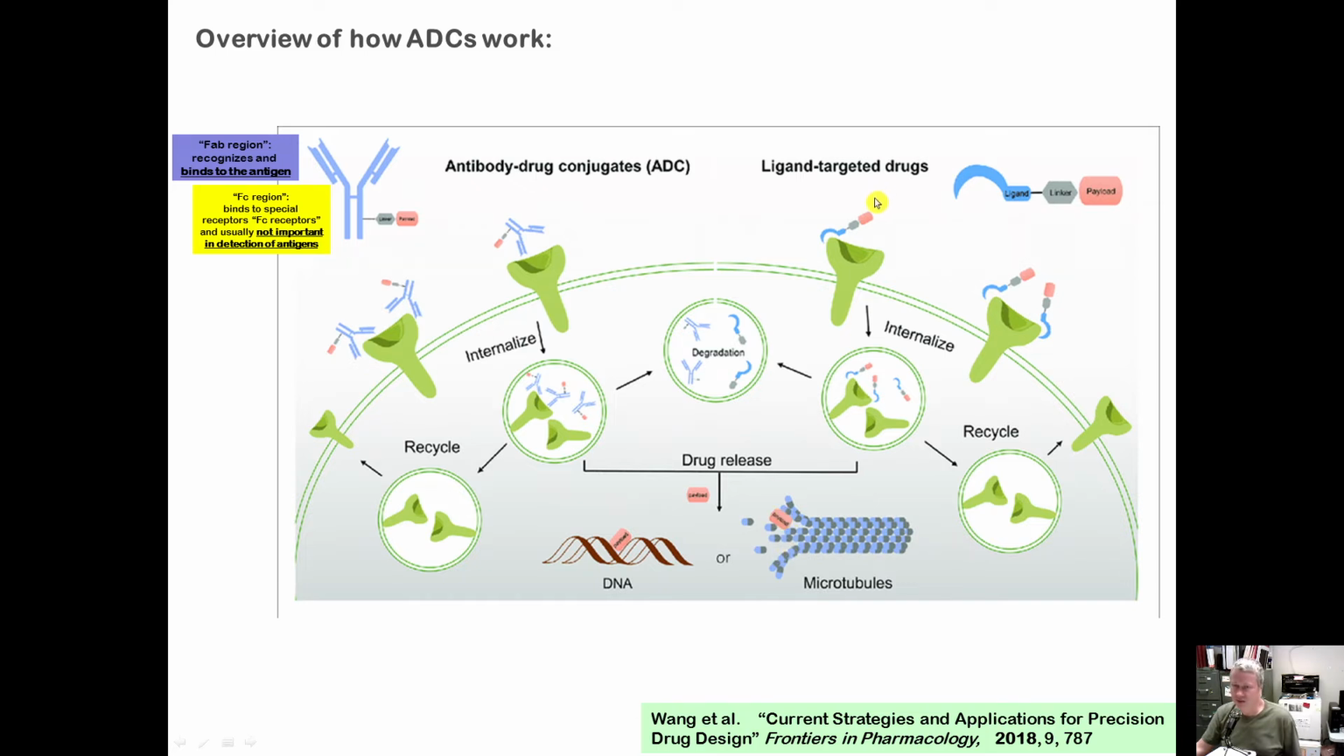Alternatively, you could do this with a ligand-targeted drug, some kind of ligand that would bind to a protein and then get internalized, and same kind of thing. But antibodies do this really well, and it's pretty easy to create antibodies now to target cells. It's a little harder to create a specific ligand that binds to a protein. But that's another strategy.